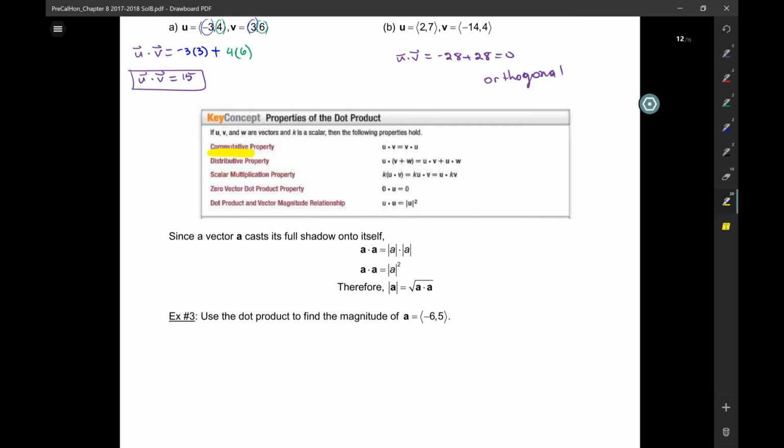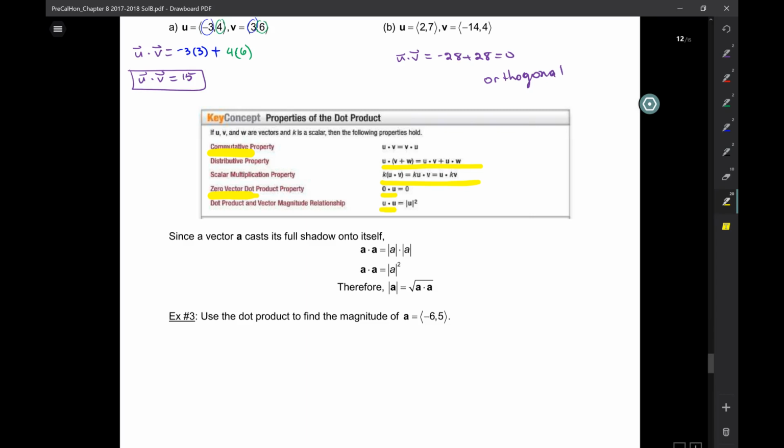All right. Distributive property, right? The dot product also follows the distributive property, scalar multiplication property, and so on. This is an important one. If you multiply, the dot product between 0 and a vector is 0, because 0 can't cast a shadow on anything, so it's just 0, right?